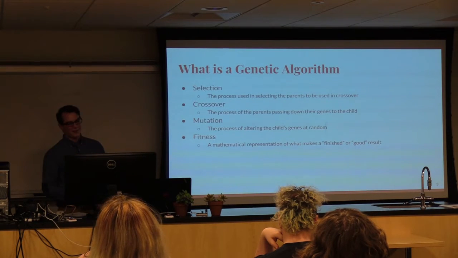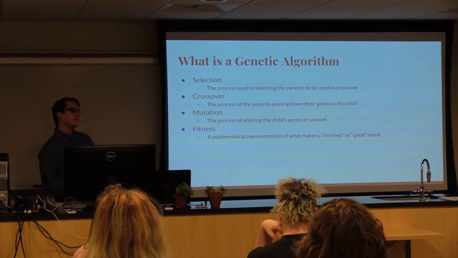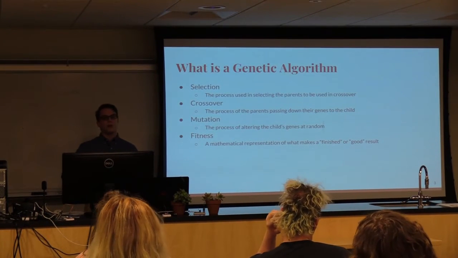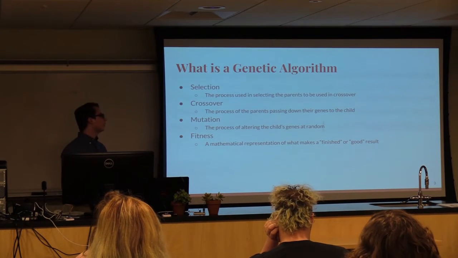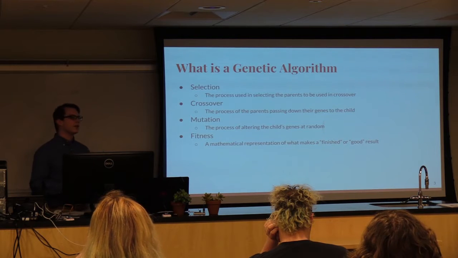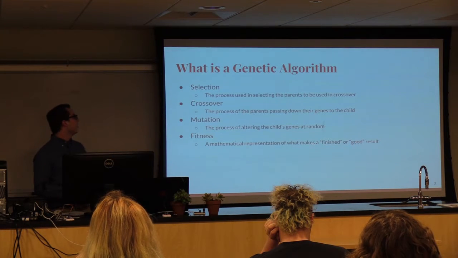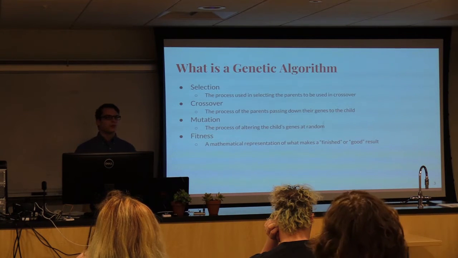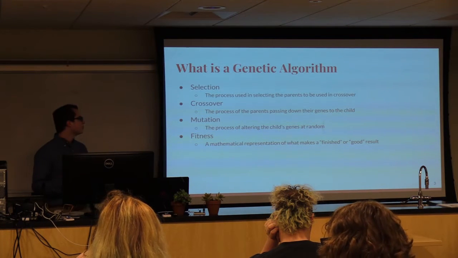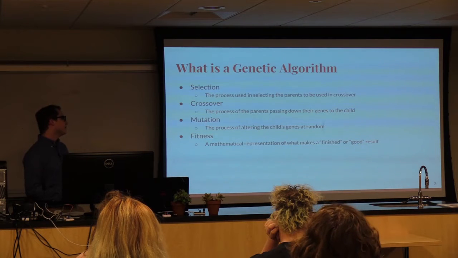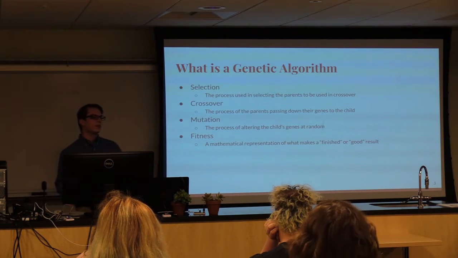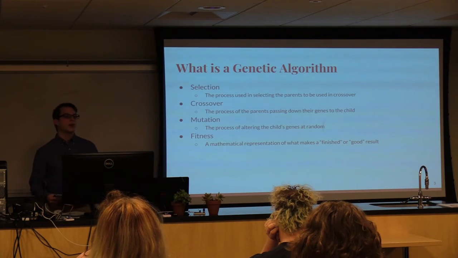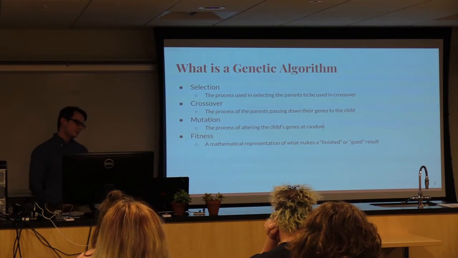So what is a genetic algorithm technically then? There are four primary parts to this. There is a selection phase, which is when we figure out which parents will be used in the crossover process, and crossover is when parents share their genes with their child. Mutation is the process of randomly selecting those genes to alter them in some smaller, sometimes larger way. And then fitness, which is easily the most important aspect of this entire process, is a mathematical representation of what I have defined to be a fun map.